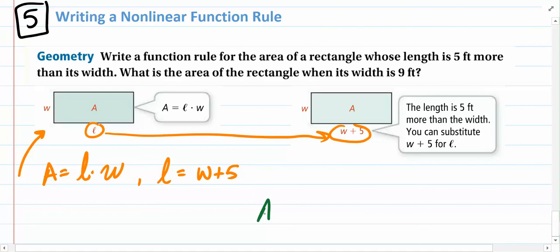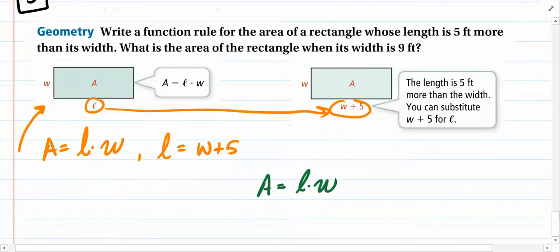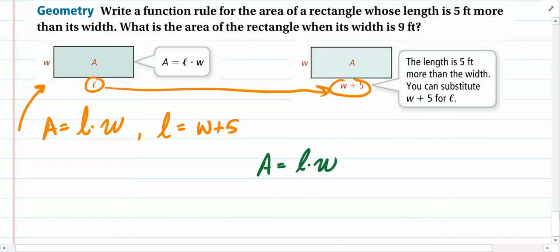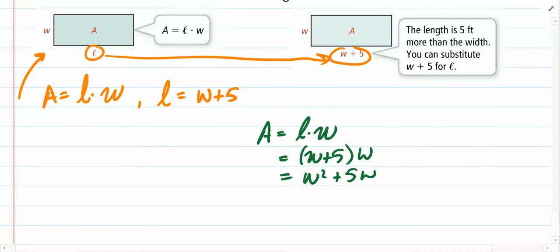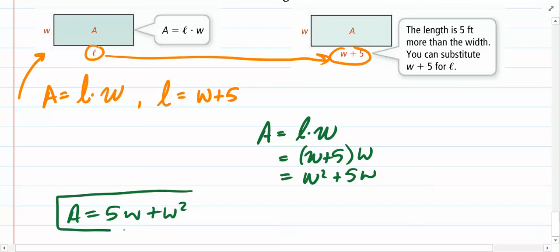The A, area, would be equal to the length times the width. But now we replace L with W plus 5. So the area would be W plus 5 multiplied by W. And that simplifies, when we distribute, to W squared plus 5W. So our function rule is area is equal to 5W plus W squared.